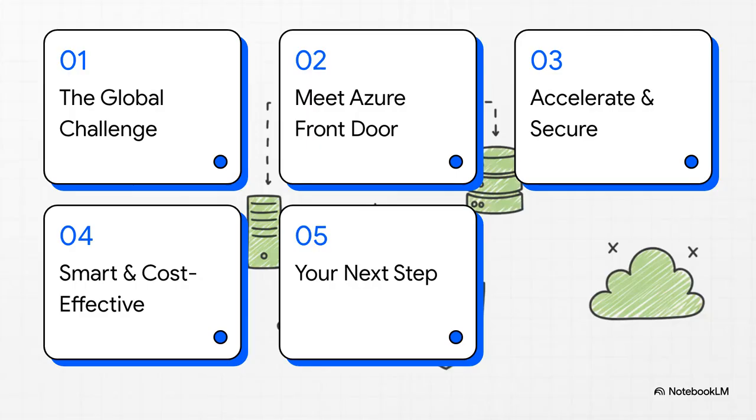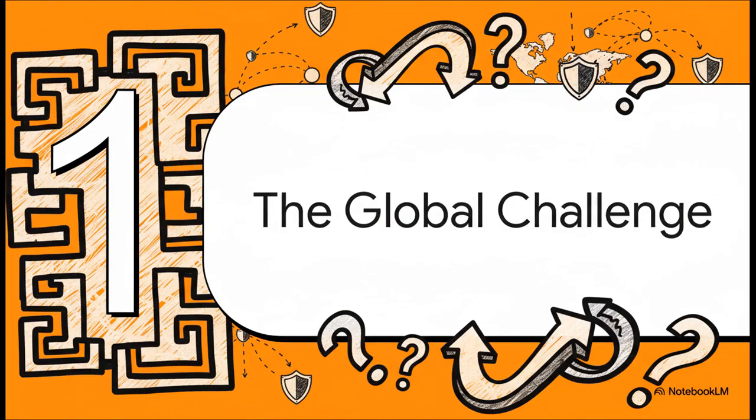So here's our game plan. We'll start with the challenge, then introduce our solution, Azure Front Door, and then we'll really break down why it's so powerful, how it all works, and finally, what it all means for you. First up, let's really frame the problem. Why is this so darn difficult to get right?